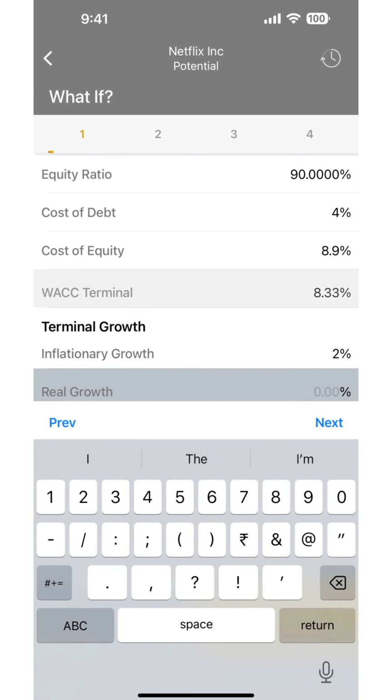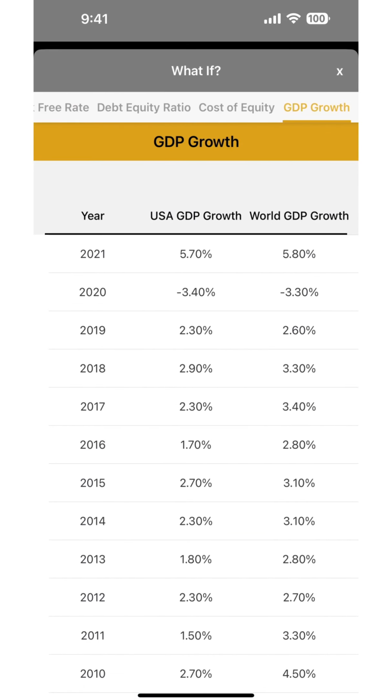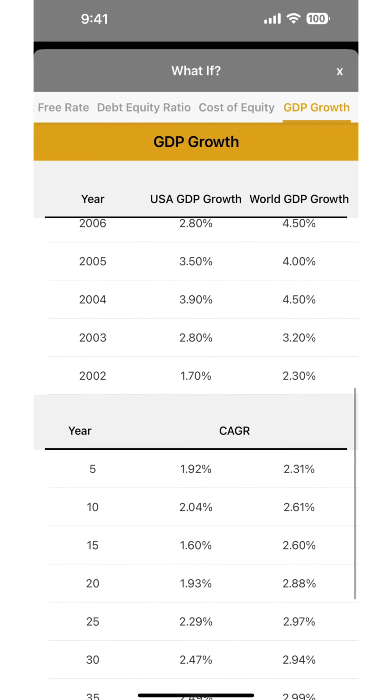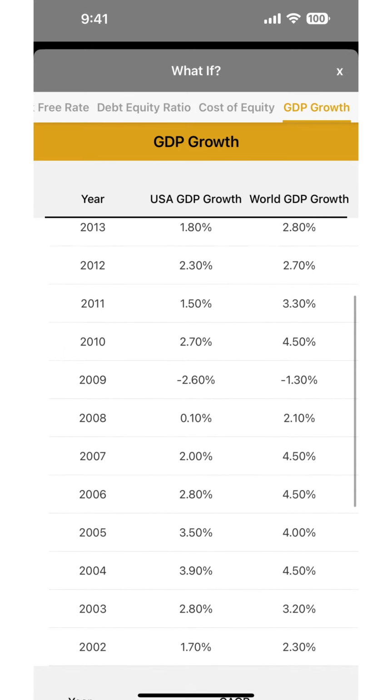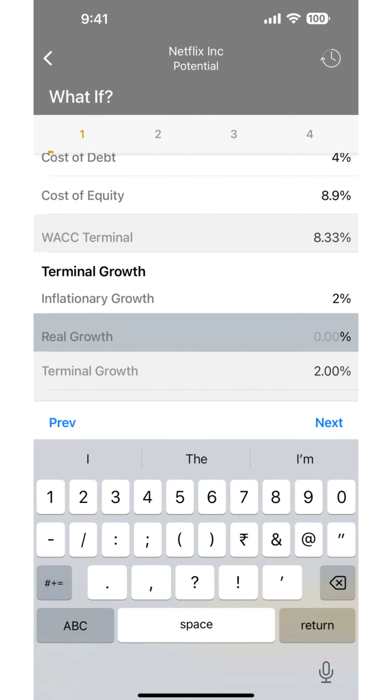The real growth expected into perpetuity should take into account the country GDP growth rate, industry growth rate, and the world GDP growth rate. The user may click the history icon to check the history and check the CAGR of GDP growth for the country and the world for up to 60 years. Here, we assume Netflix real growth to be in line with the world GDP, and hence, the real growth is taken at 2%. You will need to ensure that the terminal growth is not greater than the weighted average cost of capital of the company.